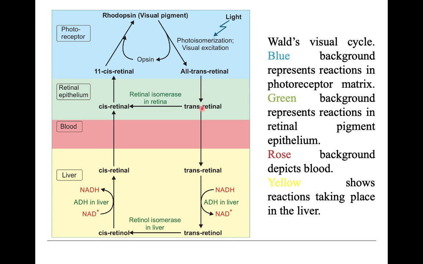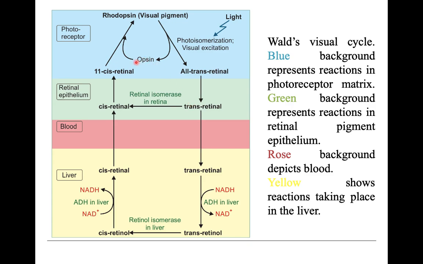This all-trans retinal can once again be isomerized to cis retinal by the retinal isomerase in the retina, and this cis retinal will bind with opsin and then there will be formation of rhodopsin once again. So this cycle can be completed within the retina itself.